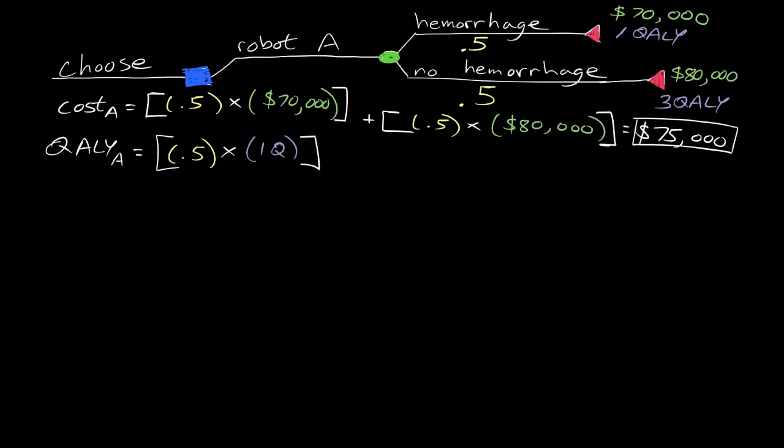The quality is the same thing. Again, I'm multiplying each of the qualities by 0.5, but I could also just add them up and divide by 2. Just a simple average because it's the same probability for both of those. What's the average of one quality and three qualities? It's two qualities. This is going to come out to two qualities. I just want to show you all of the details of the calculation so that it flows into what happens when we have different probabilities of hemorrhage and no hemorrhage, like robot B.